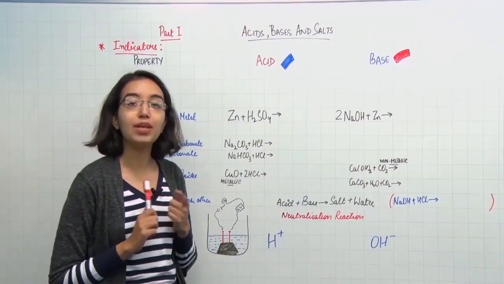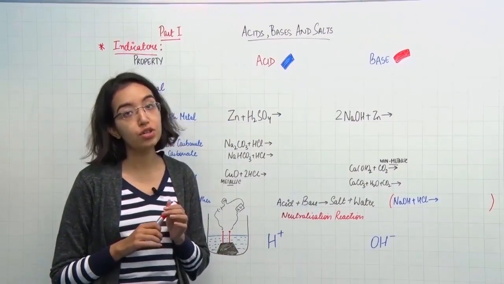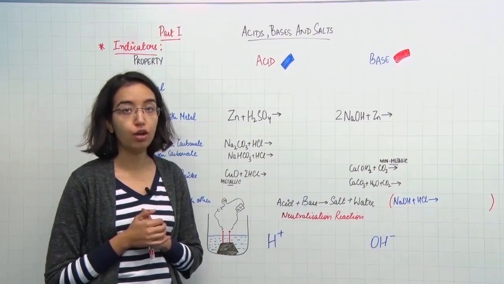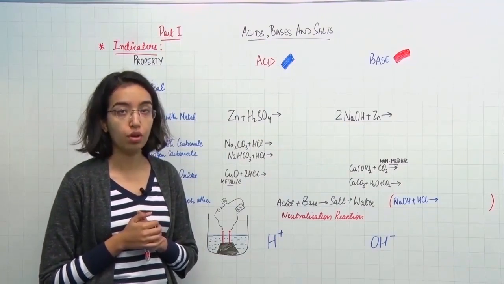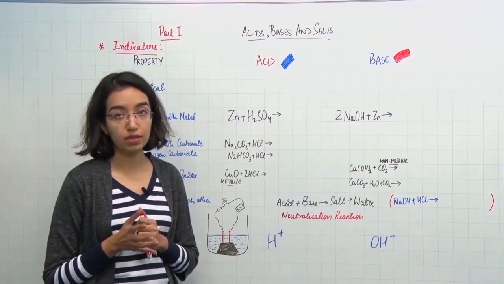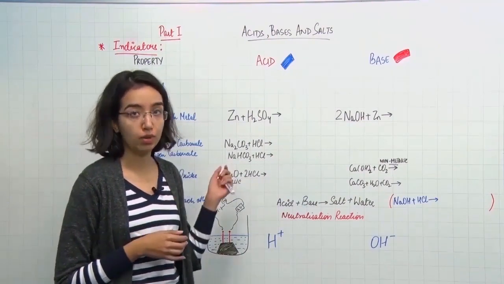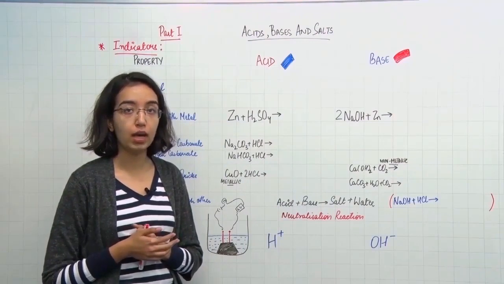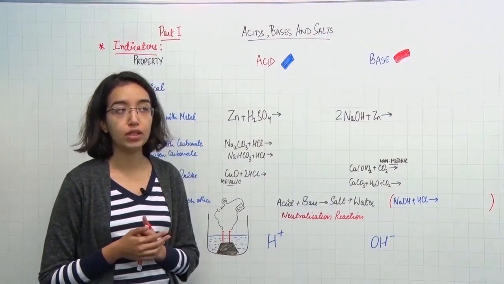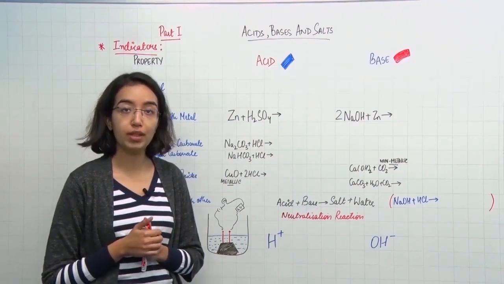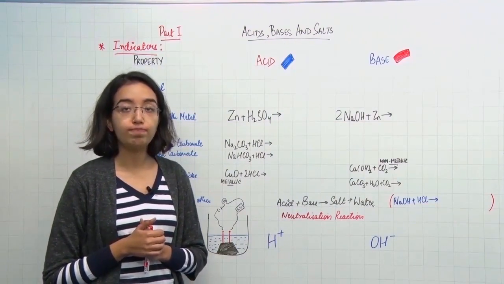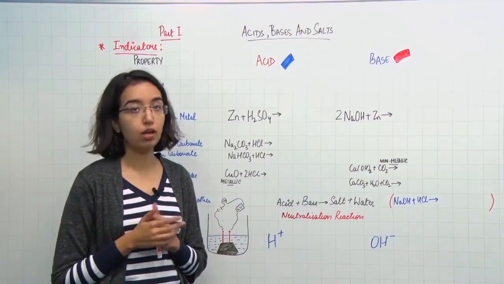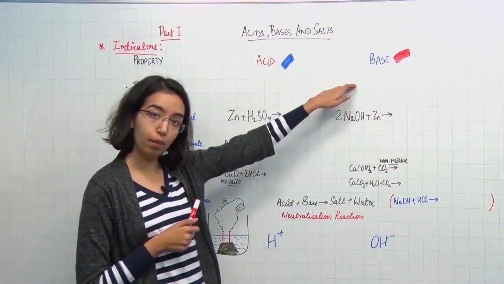The first type is natural indicators. Natural indicators are those which are present in the environment as they exist. For example, red cabbage juice or turmeric. These substances change their color when they react with acid or bases. The second type is synthetic indicators, which are created in labs. For example, phenolphthalein and methyl orange. Phenolphthalein changes its color and methyl orange also changes its color when they come in contact with acid or base.